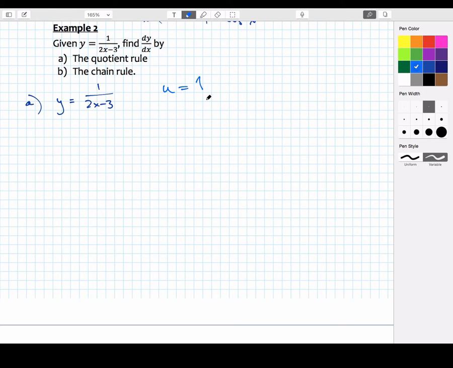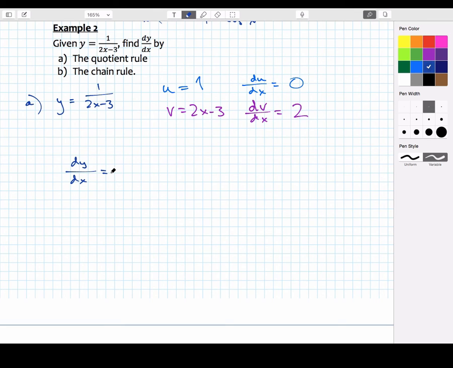All right. Let u be 1. Let's take the derivative right away. What's du/dx? It's 0, right? Differentiating a constant number always gives us 0. And then let's call v, 2x minus 3. Easy enough. Therefore dv/dx equals 2. And so now we know that dy/dx is going to equal 0.